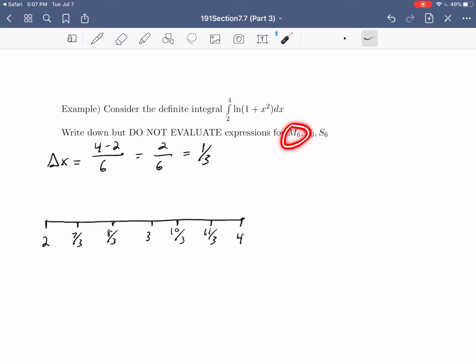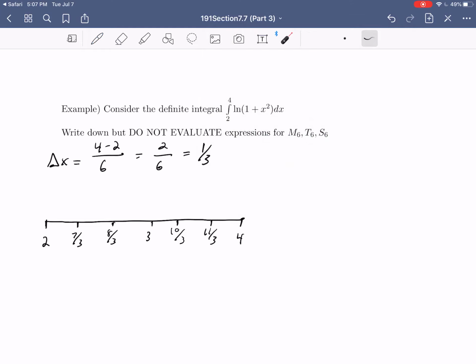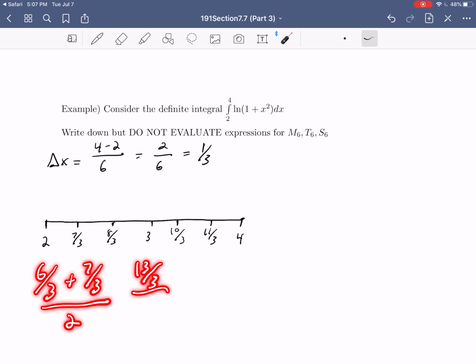So let's go ahead and do our midpoint rule. We'll do these in different colors just for fun. The midpoint rule, of course, unfortunately doesn't use any of these points. It uses the midpoint between each of these. It's a little bit messy to do that, but if you think about this as 6 over 3 plus 7 over 3, divided by 2, that's 13 over 3 divided by 2, which is 13 over 6.